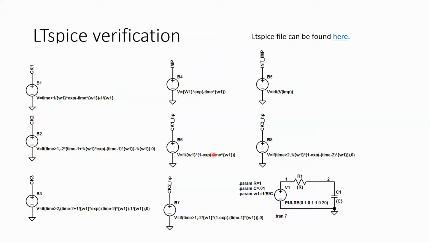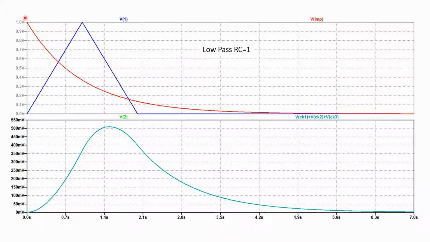So I verified it in LTspice. You can download the file from there. And what we have here is the impulse response just plotted out. Here's the triangle waveform. I set RC equal to 0, and V2 is the output of that capacitor, and V check 1, 2, and 3 are, I broke up that function into 3, and you can see that it matches pretty well. Some things to notice is that this starts and ends at 0.